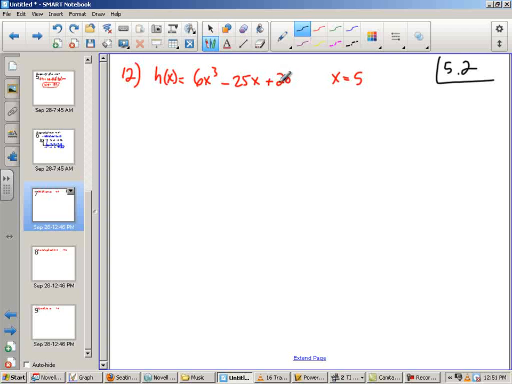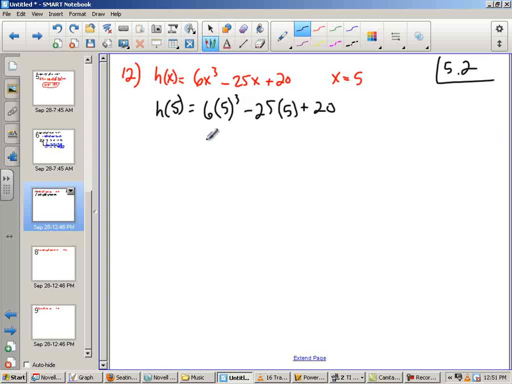Here we've got an equation. We want to put 5 in for x, so I'm going to say h of 5 equals 6 times 5 to the third minus 25 times 5 plus 20. And as I go ahead and put these values in, I want to start with my exponents. Now this could all be put straight into the calculator, but if you don't have that, you just work your way through one by one with the exponents first.